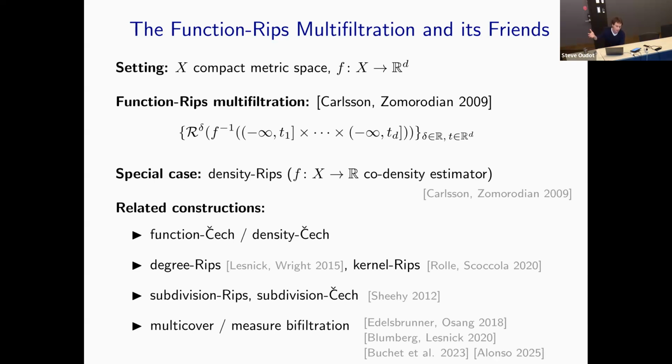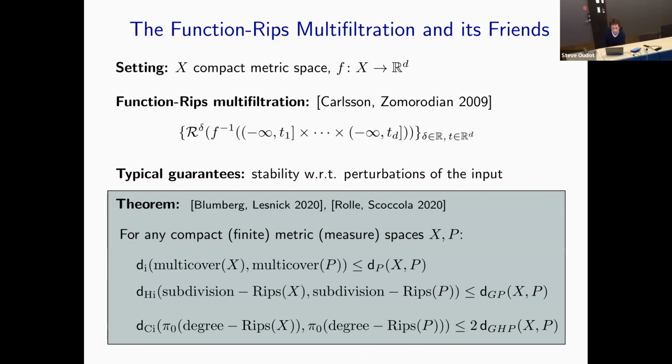And since then there have been many variants that have been considered, so the function Čech, where you replace the Rips filtration by a Čech filtration, and of course there is the special case of the density Čech, where the function is a codensity estimator. Then there's the degree Rips, there's the kernel Rips, there's the subdivision Rips, etc. And these multifiltrations have some interesting connections between one another. Some of them are nice approximations to the others, and so on and so forth. So far, they've been considered mostly through the lens of stability.